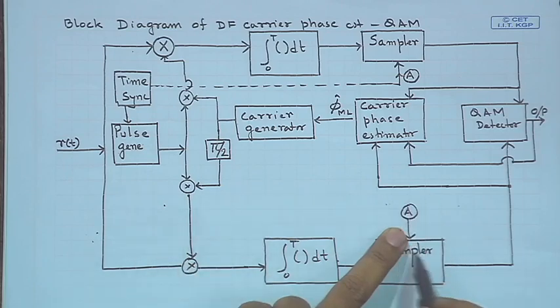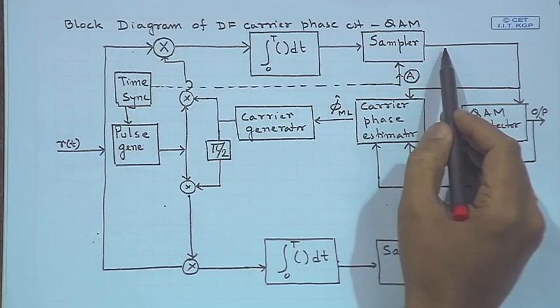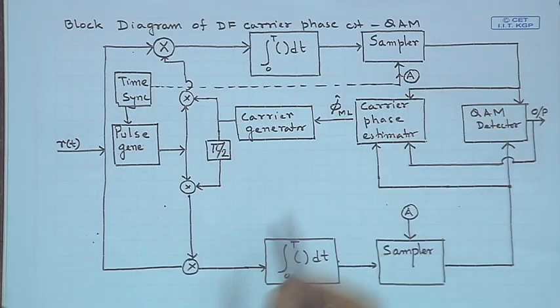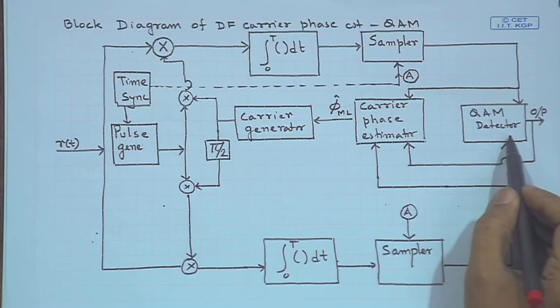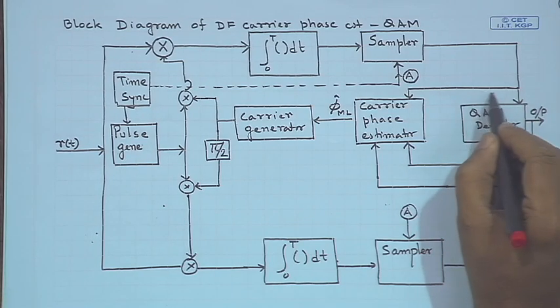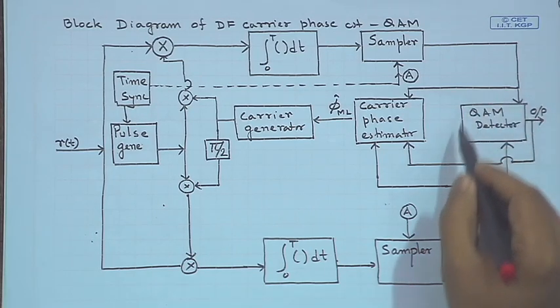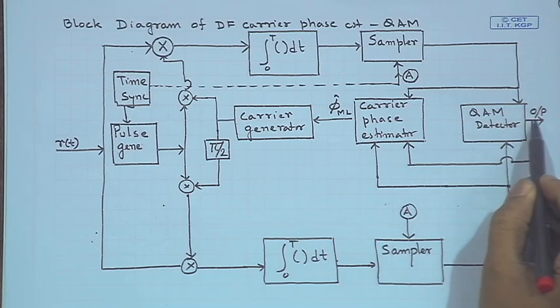So, once you have the pulse, then you send it to the QAM detector. Till this point you have the matched filter output of the in-phase component. On this side you have the matched filter output of the quadrature phase component. So, when both of them go into the QAM detector, you detect the I axis PAM and you detect the Q axis PAM. Once you have detected the I axis and Q axis PAM, you can decode the QAM.